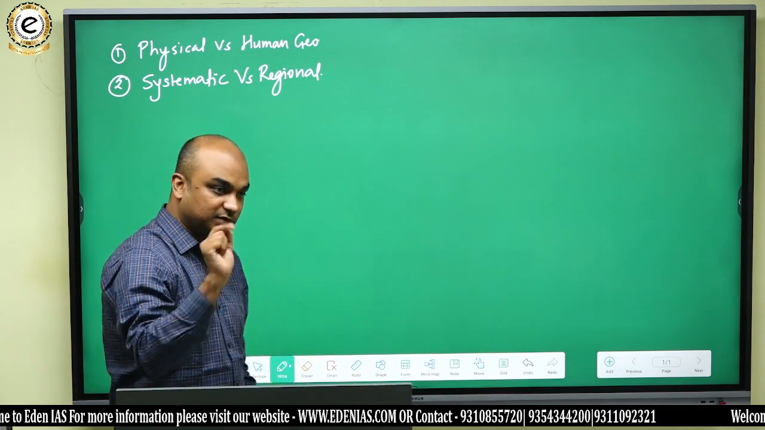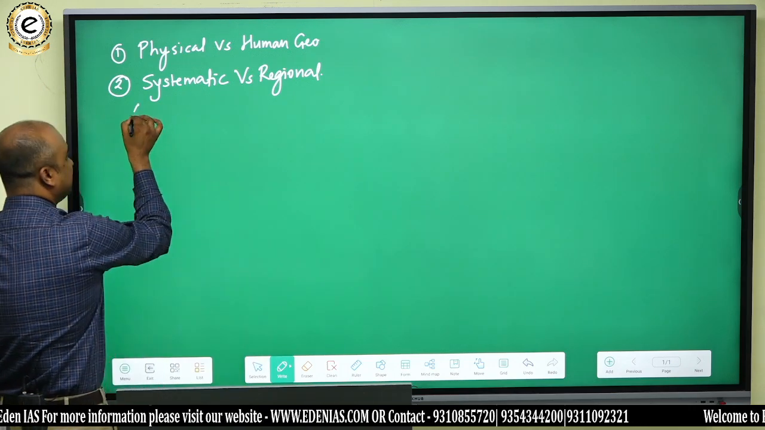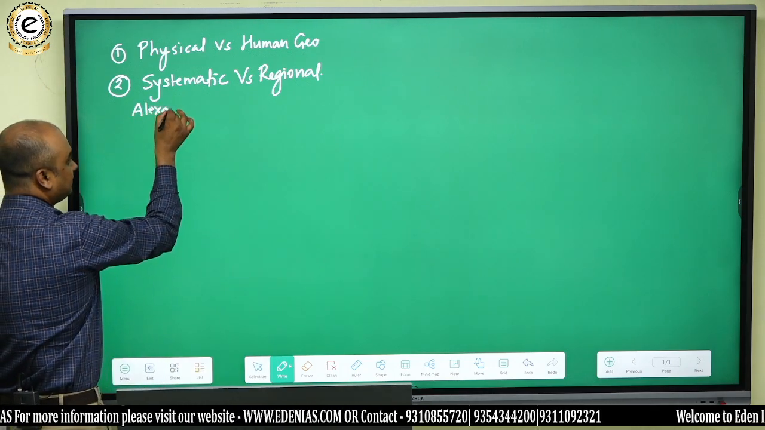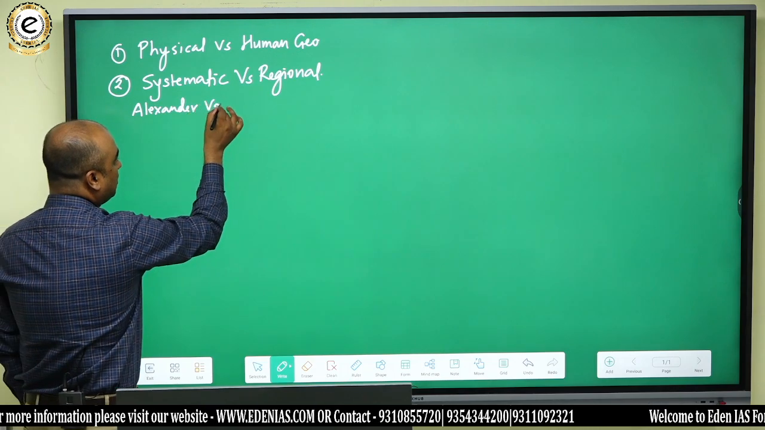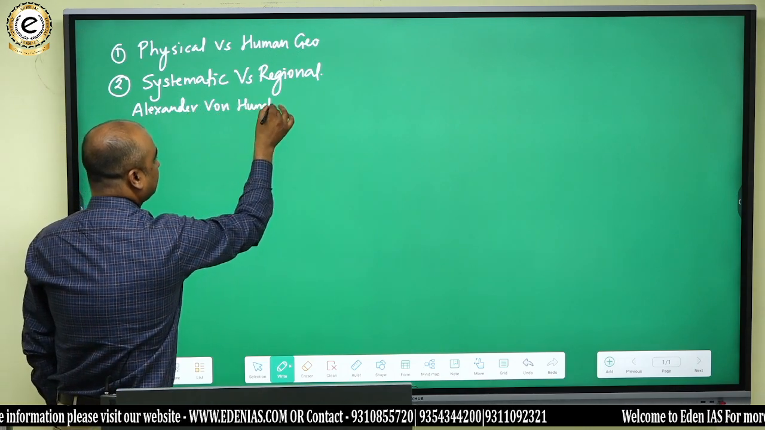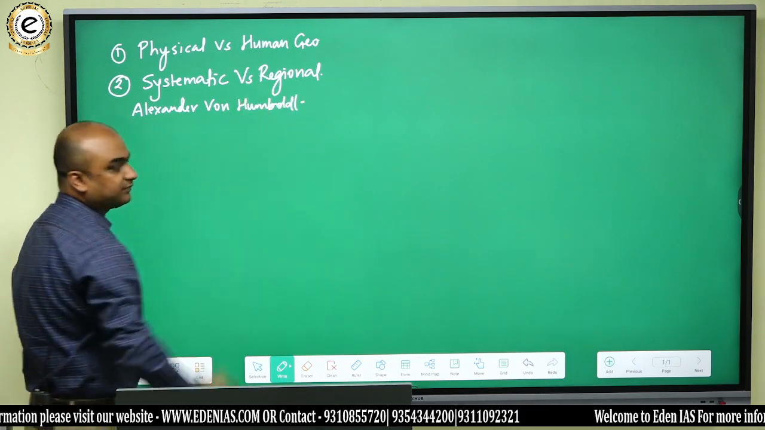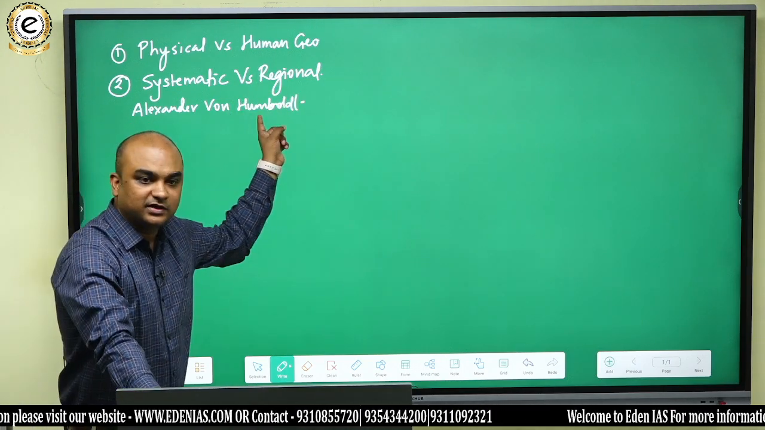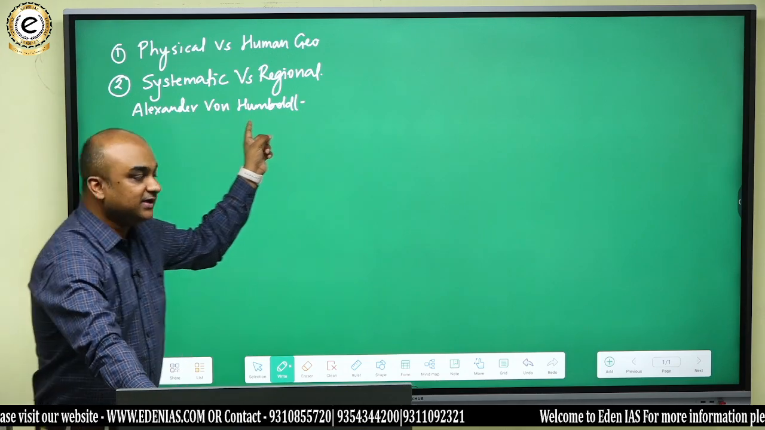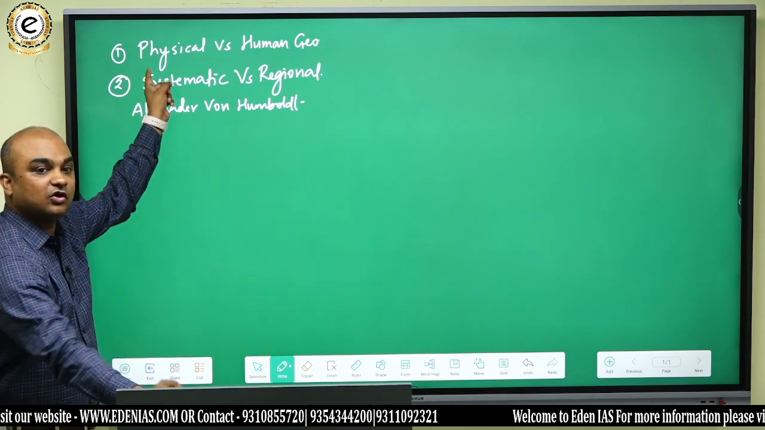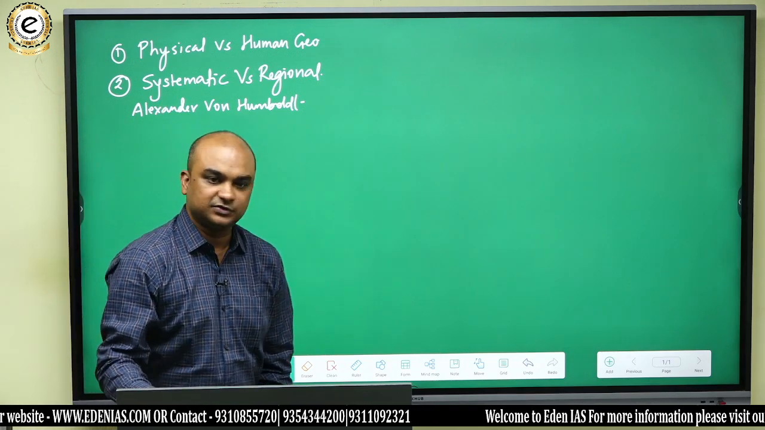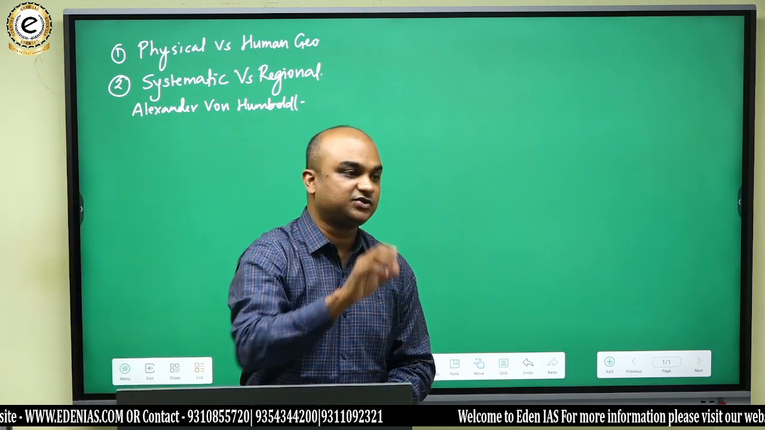There was a German geographer, his name Alexander von Humboldt. In fact, इनके नाम पे एक current भी है, cold current, which is known as Humboldt current. He is considered as the father of systematic geography. You get that? Now, what is a regional geography?